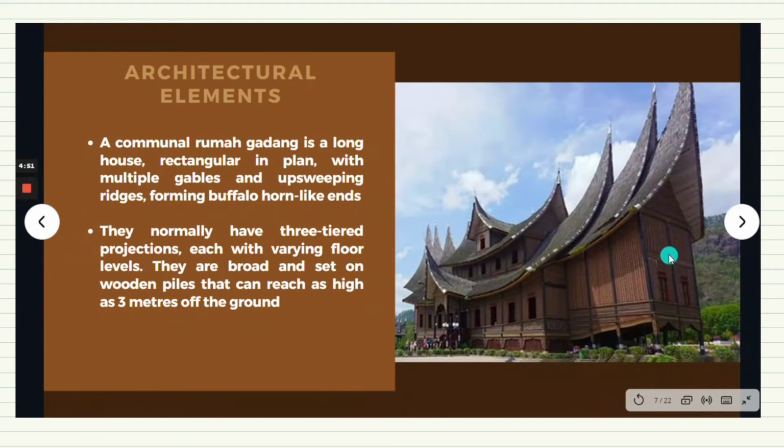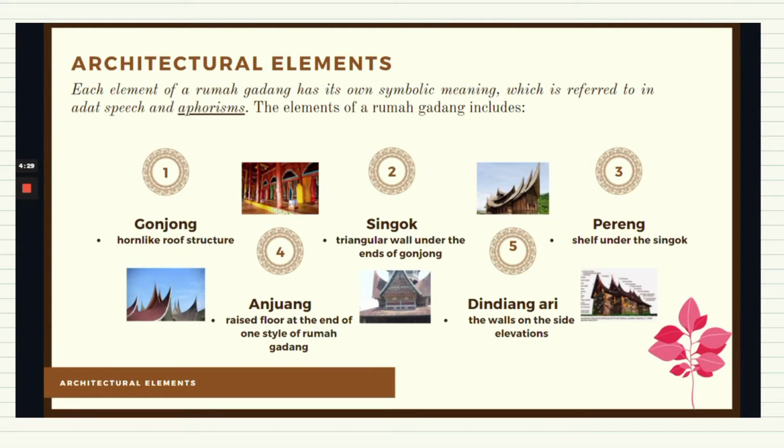So, a communal rumah gadang is a long house, rectangular in plan, with multiple gables and upsweeping ridges forming buffalo horn-like ends. They normally have 3 tiered projections, each with varying floor levels. They are broad and set on wooden piles that can reach as high as 3 meters off the ground. This is the architecture elements.